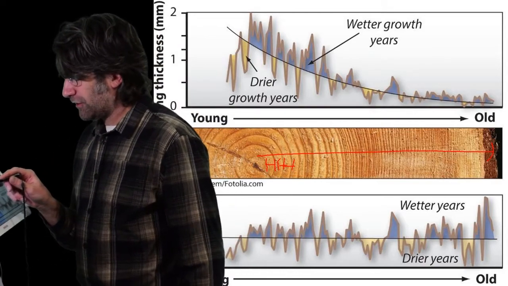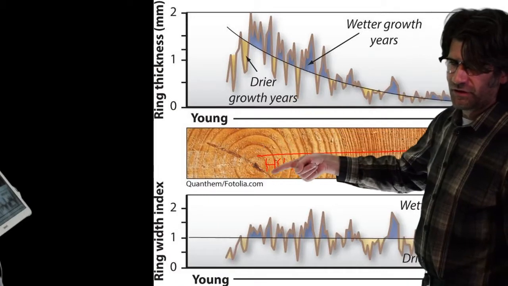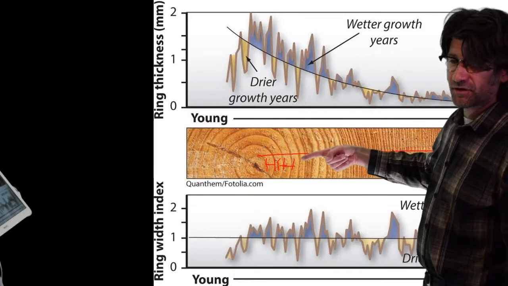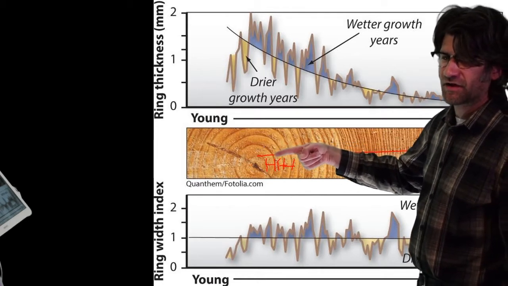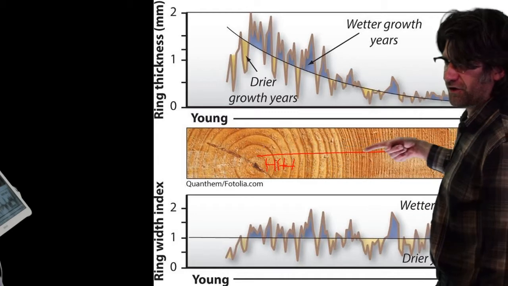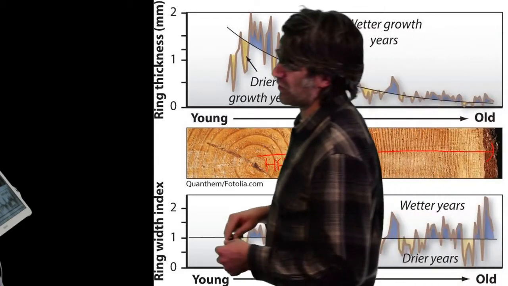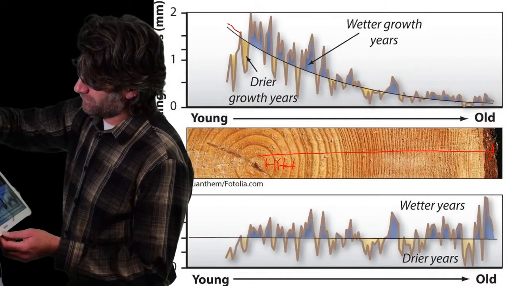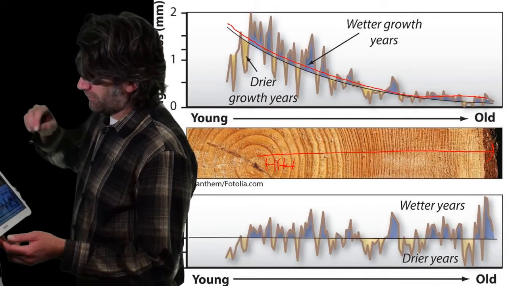So look here, notice how in the center of this tree, these rings are generally thicker. That's because the rings when the tree is youngest are thickest, and they just get thinner over time. So if we can account for that, if we can create what's called a growth curve. So here's a growth curve where the thickest rings are the youngest.